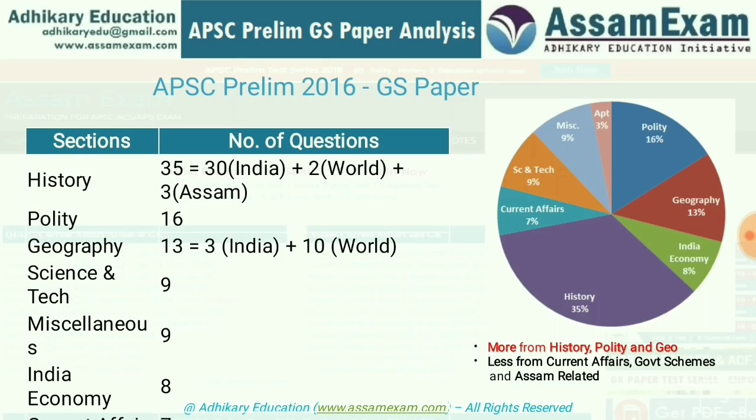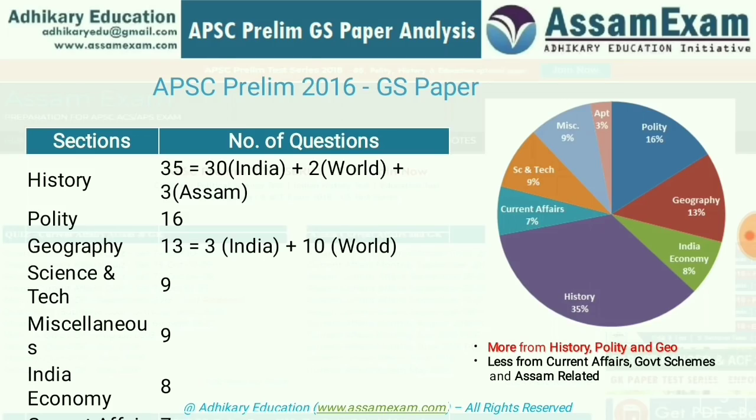Then you can see polity. Polity again 16 questions, quite a good number. Geography 13 questions, 3 from India and 10 from world, and this India may include Assam also. Then science and technology 9 questions. Miscellaneous 9 questions. Indian economy 8 questions. Then we will move on.